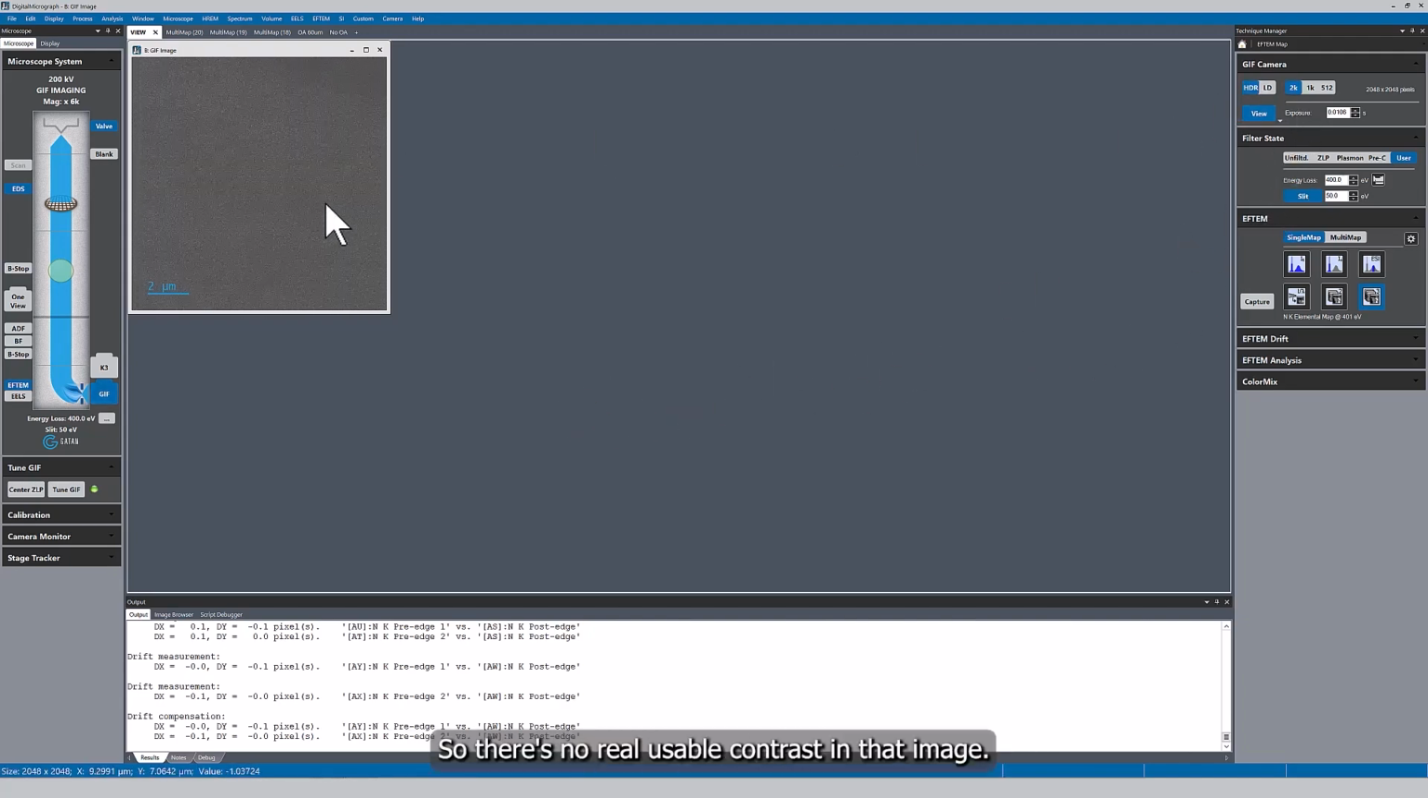Okay, so there's no real usable contrast in that image. I'm going to increase the view time now. You can see I can get up to 1.36 seconds, but the signal in that image still isn't very interpretable. It's not really very useful. So this is where the LD mode comes in super handy.